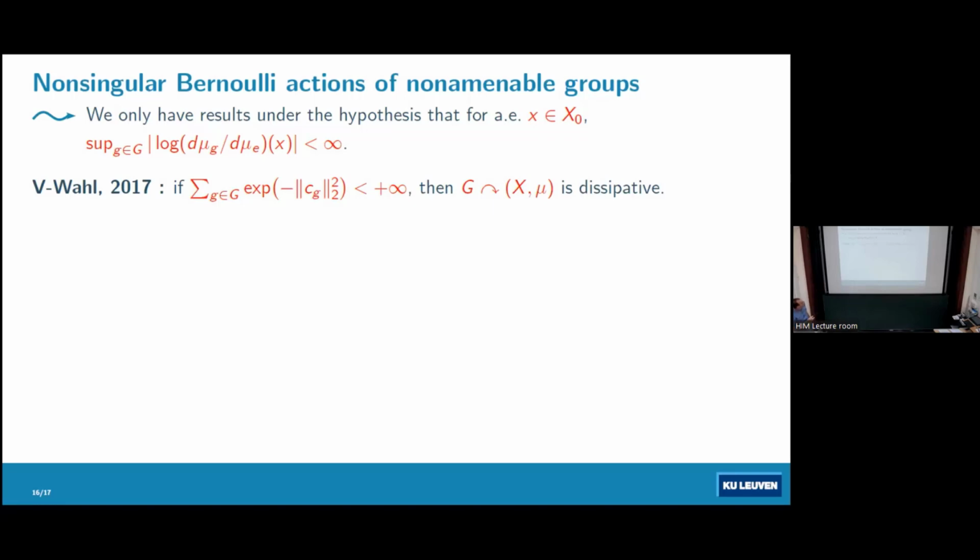So there is this one-cocycle with values in the regular representation, and it's very common in geometric group theory to look at the norm square of such a one-cocycle, and then take this kind of positive definite function that goes with it. Well, if the one-cocycle grows too fast, or not very slowly is maybe the better expression, in the sense that this becomes finite, so that this is summable, then we prove that the shift is dissipative.